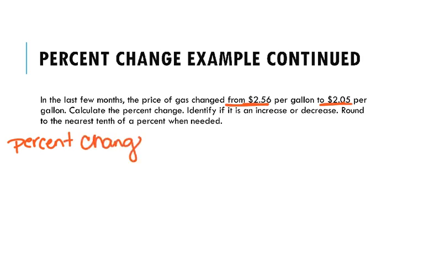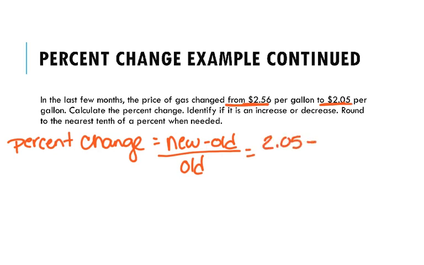So remember, to find percent change, you have to take your new price minus the old price, all divided by the old. Now, if it's going from $2.56 to $2.05, that means the $2.05 is the new price. Subtracting it from the $2.56 all over $2.56. And then using our calculator, we're going to do some calculations.